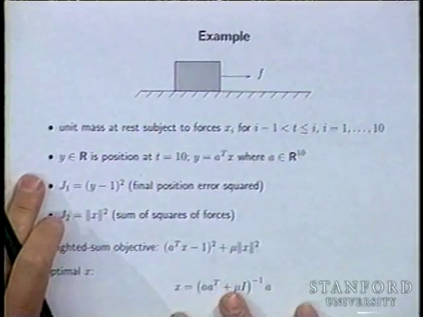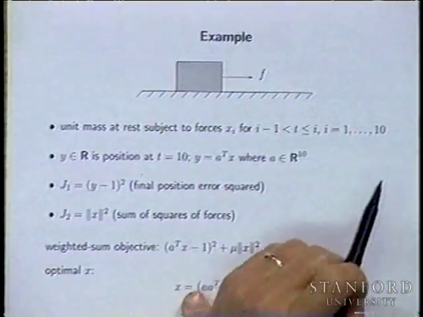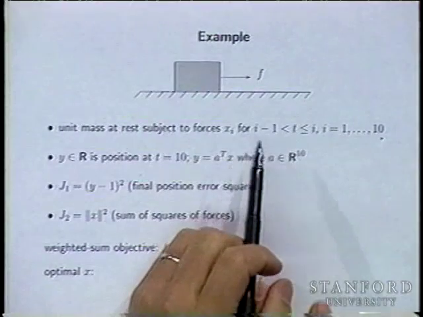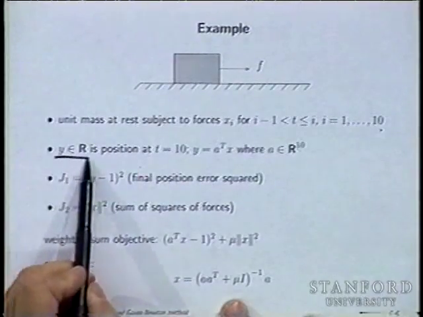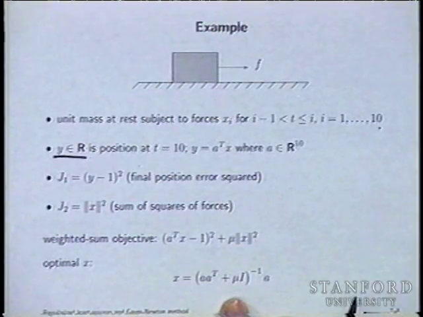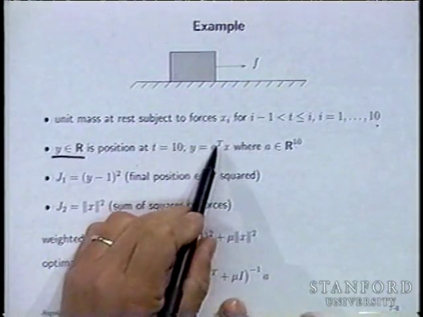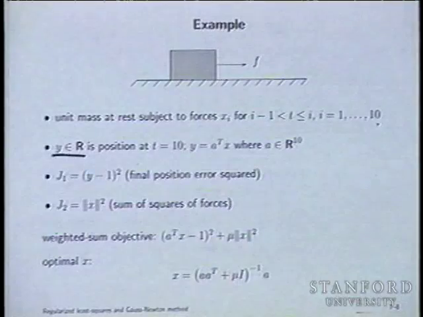So this is our friend, the unitless mass on a frictionless table. We have a 10-second period. We apply forces x1 through x10, each one for a second in turn. And we only care about one thing. We don't care about the velocity. We care about the position at t equals 10. And so we have y equals a transpose x, where a is in R10. And you may remember what a is. I think it goes down by 1. It's large for the first one and then goes down to a half or something.